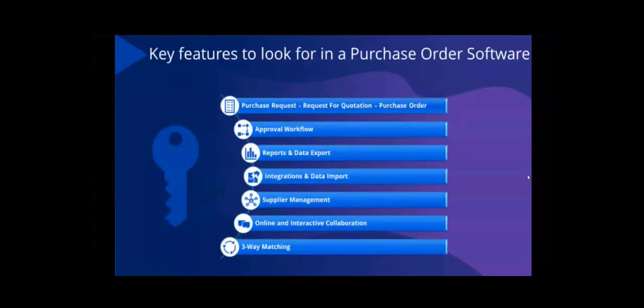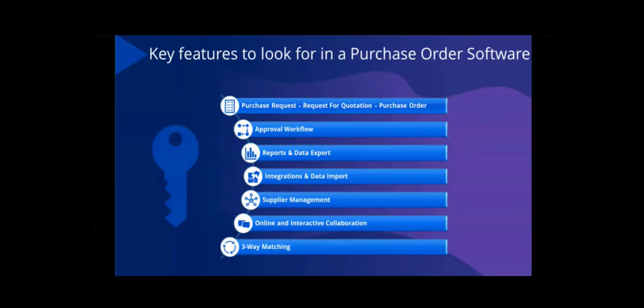Next, let's look at some key features to look for in a purchase order software. I'll just discuss some of them shortly. So one of the key features would be fast implementation. When choosing a PO software, you will want to find something that can be implemented quickly, so users are up to date with the system in a short amount of time.